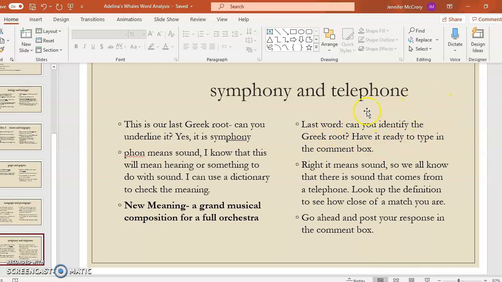Our last one, can you identify? Yep, you identified that root right there, phone. All right, you already have it typed in your comment box. You know that it means sound. So we know that there is sound that comes from a telephone. I want you to look up the definition, and I want to see how close of a definition you can create. Is it going to be as close as the definition in the dictionary? And then I want you to go ahead and post it in your comment box, and I want you to let your teacher see if you were on the mark or not.